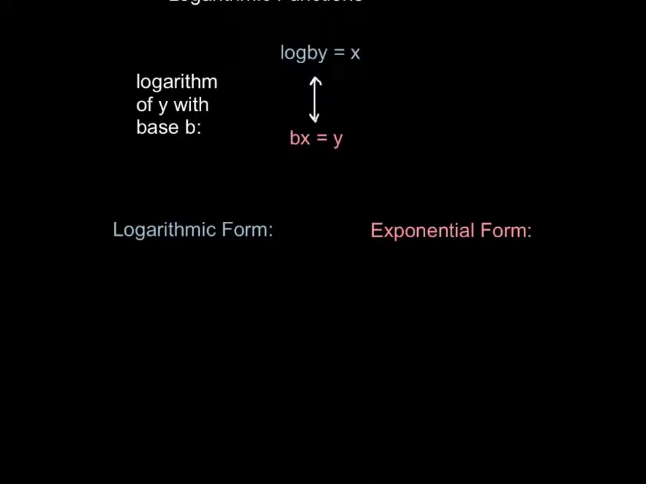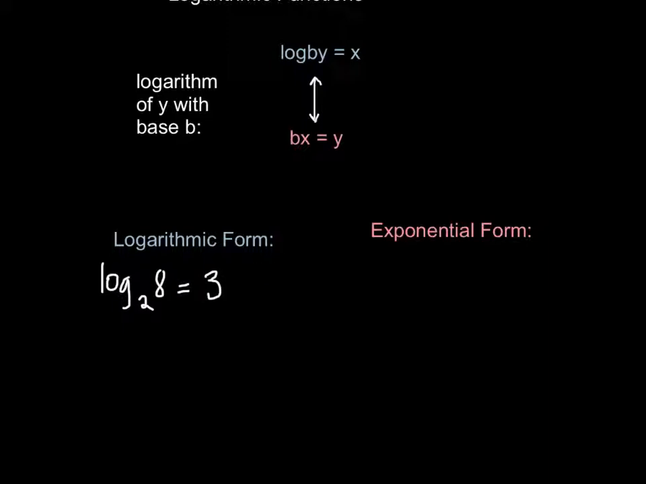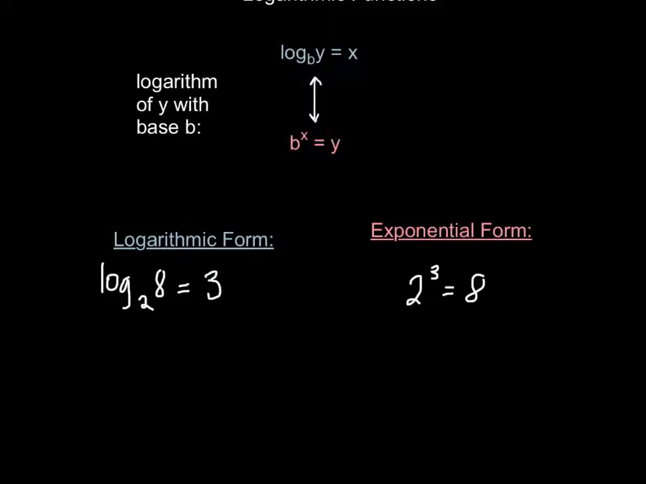So say we have log base 2 of 8 equals 3. This is in logarithmic form. But in exponential form, this is 2 to the third equals 8. You can see we have 2 as our base, that corresponds. We have 3 as our x, and 8 is our y. Now let's use another example.